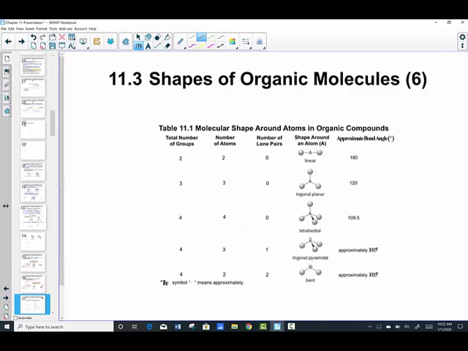So here is one slide to put it all together for us, and we're looking at filling this in together. Table 11.1, the molecular shapes around atoms in organic compounds. I tell you the number of electron domains, and that in my grid, total number of groups, I call an electron domain. So if I'm standing at the central atom and I'm looking out, what do I see? An electron domain is a bond or a pair of electrons.